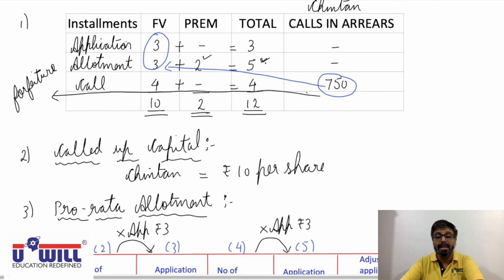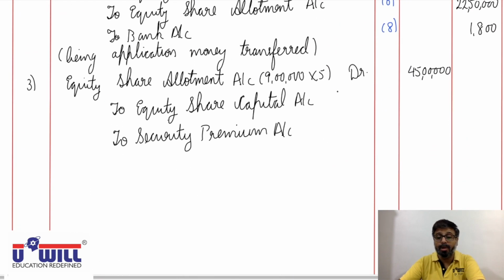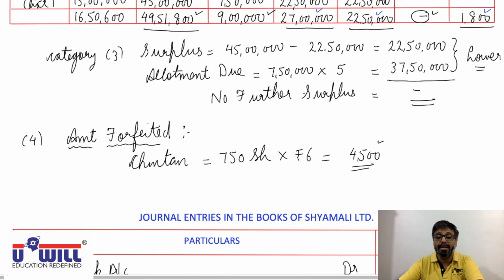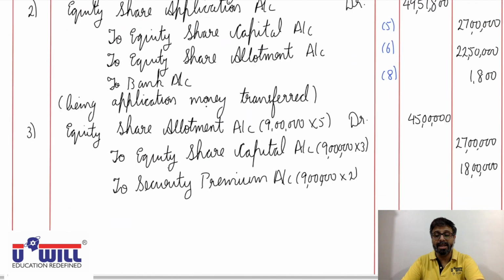Out of that 5 rupees, towards the face value, 3 rupees will go to share capital. So to share capital account, 9 lakhs into 3, 27 lakhs. And 2 rupees of premium will go to security premium account, 9 lakhs into 2, that is 18 lakhs. I repeat: share allotment 9 lakh into 5, 45 lakhs; share capital 9 lakh into 3 towards the face value, 27 lakhs; and security premium 9 lakh into 2 towards the premium, 18 lakhs.